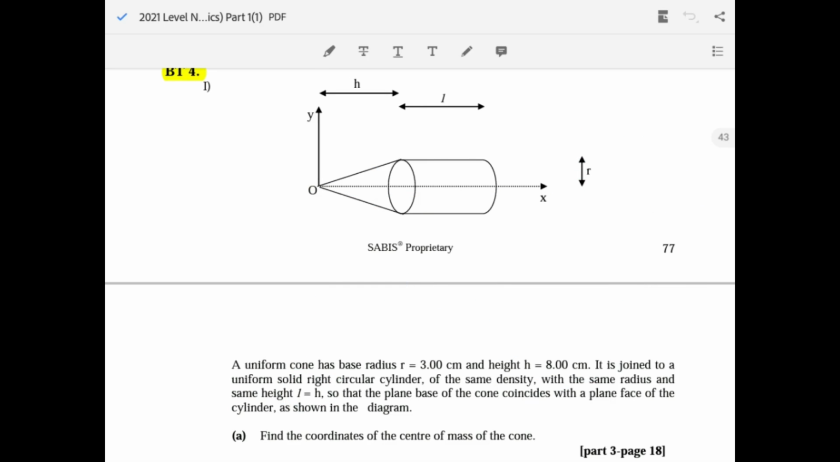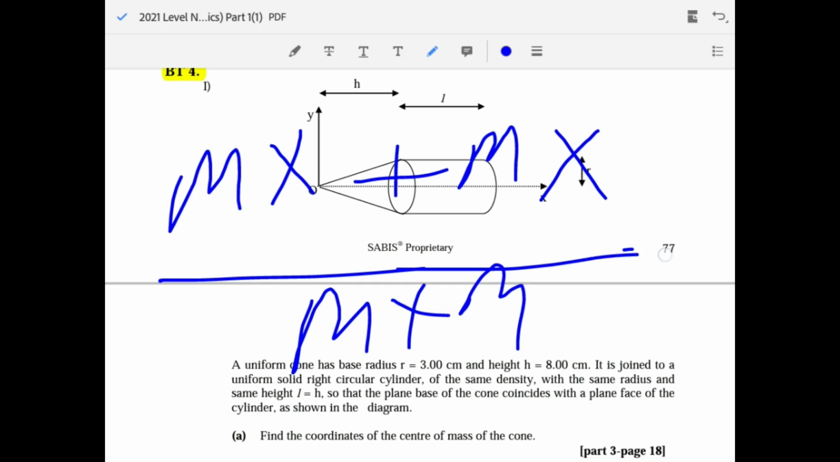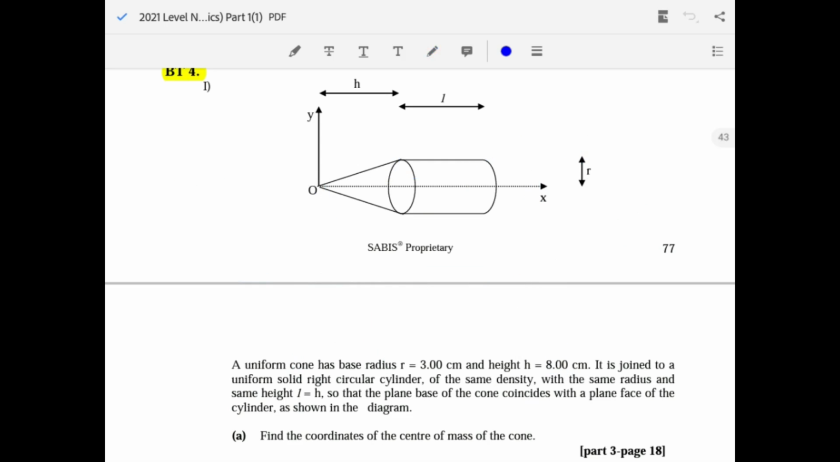So to get the coordinate of the center of mass of the whole body, you have a formula: m1 x1 plus m2 x2 over m1 plus m2. So how do you get the m? It's given that it's the same density, so it's sort of like you're playing with the density times volume. If you don't have the same density, then they should give you something like 3 times the density, then you multiply by 3 sigma instead of sigma.